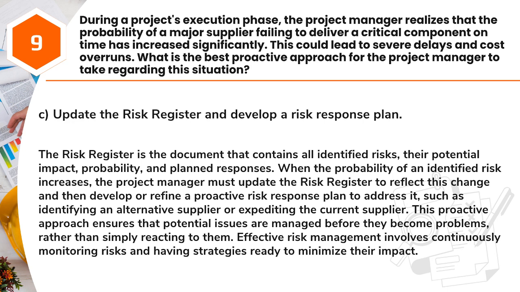The risk register is the document that contains all identified risks, their potential impact, probability, and planned responses. When the probability of an identified risk increases, the project manager must update the risk register to reflect this change and then develop or refine a proactive risk response plan to address it, such as identifying an alternative supplier or expediting the current supplier. This proactive approach ensures that potential issues are managed before they become problems, rather than simply reacting to them. Effective risk management involves continuously monitoring risks and having strategies ready to minimize their impact.